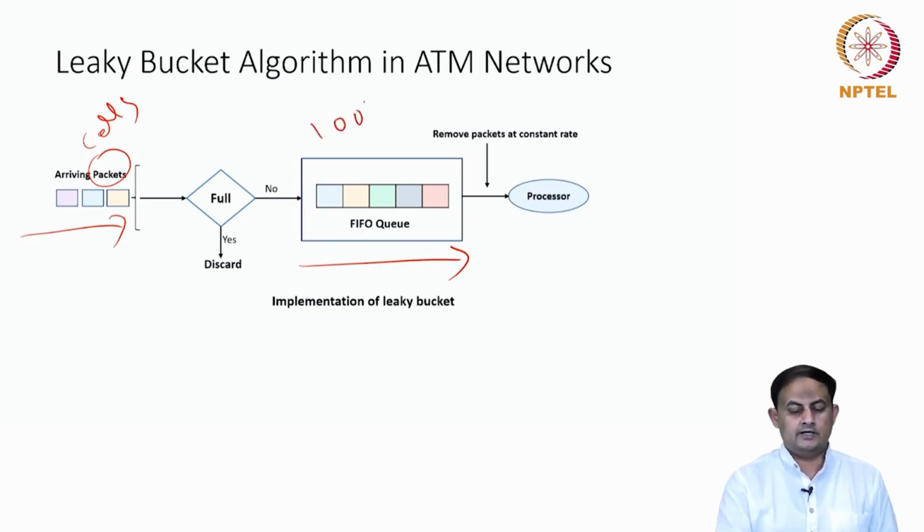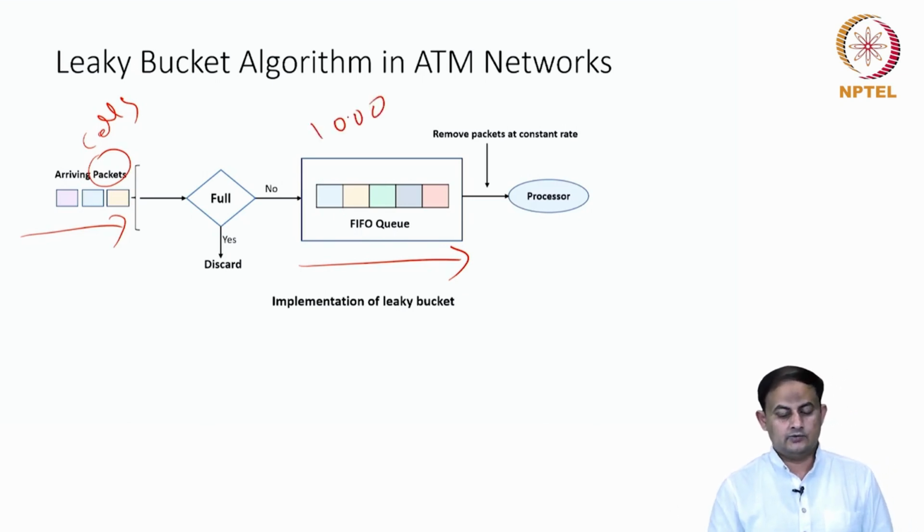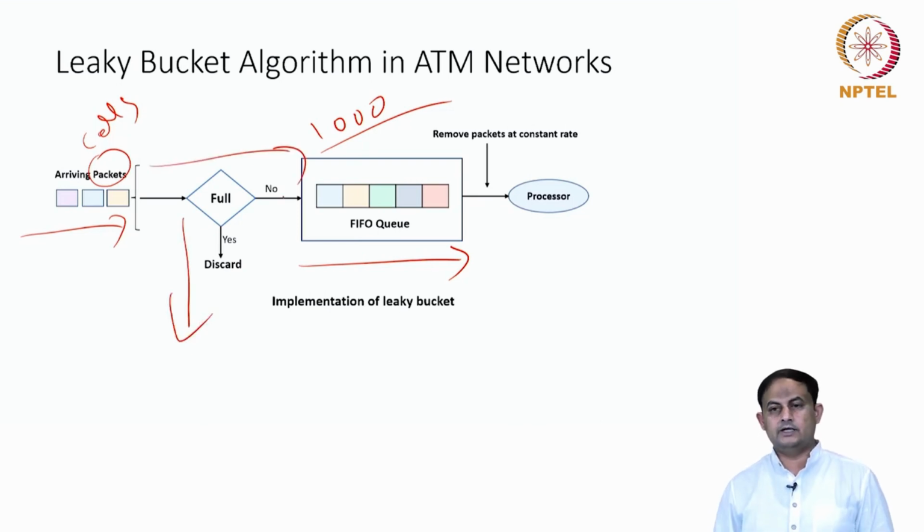If it can accommodate 1000 cells, are there 1000 cells already queued up, or do you have fewer than 1000 cells? That is the simple question that you ask. If you have 1000 cells already queued up, then you discard the packet right here. If there is capacity available, then you put it inside the queue.